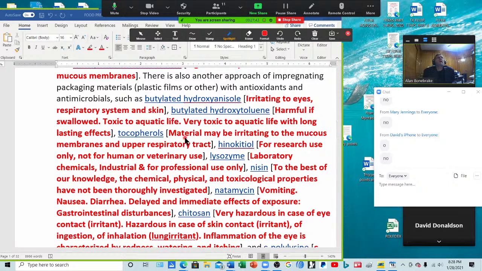Tocopherols, now let's listen to that. That's vitamin E. Material may be irritating to the mucous membranes and upper respiratory tract. How many of you knew about the tocopherols as preservatives? Irritating to mucous membranes and upper respiratory tract.